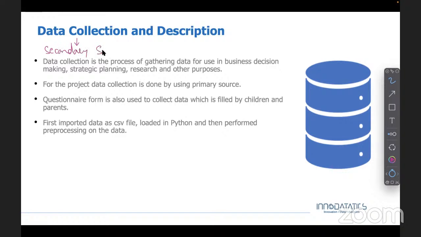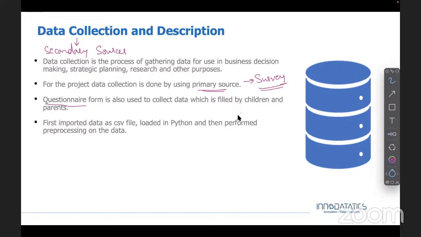You use secondary data sources. However, in this specific project, we have resorted to a primary source, which is conducting the survey. Okay, we have conducted surveys, and surveys have questions. And people fill those questions. They answer the questions.